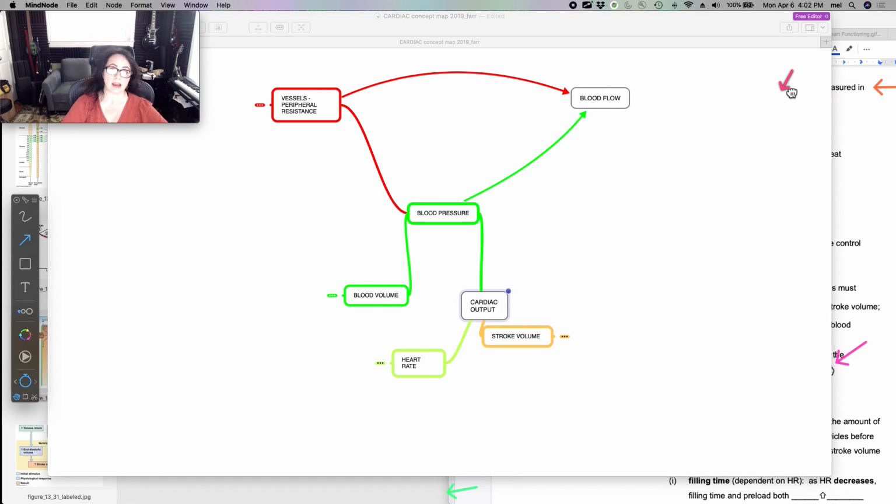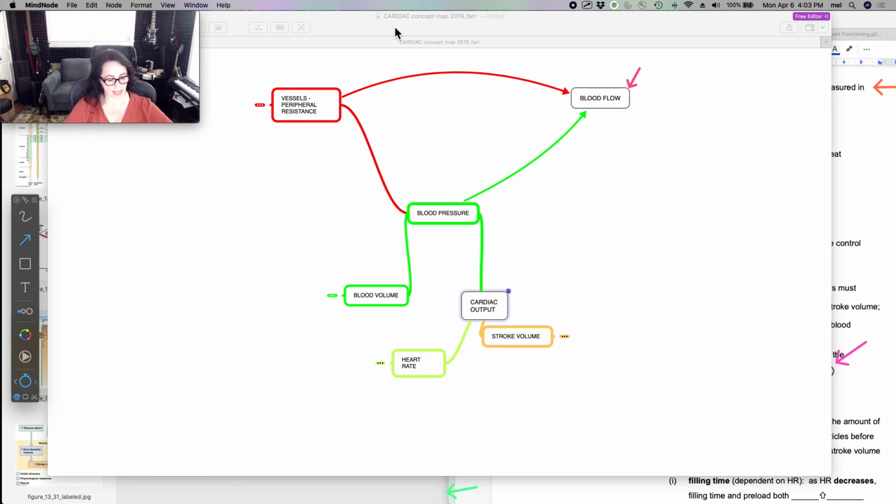Okay, so what we said last time was that blood flow is basically an interaction between pressure and resistance, yes? And that generally speaking, pressure favors blood flow and resistance opposes blood flow.